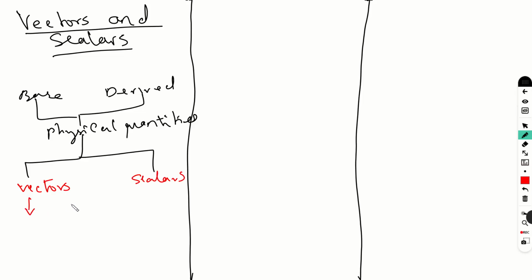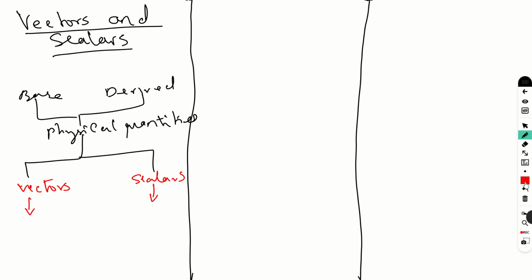Now, the next thing: what are vectors? We know that base quantities are quantities that cannot be expressed in other physical quantities, and derived ones are the ones that are obtained by either multiplication or division of base physical quantities. Now, what are vectors and what are scalars?